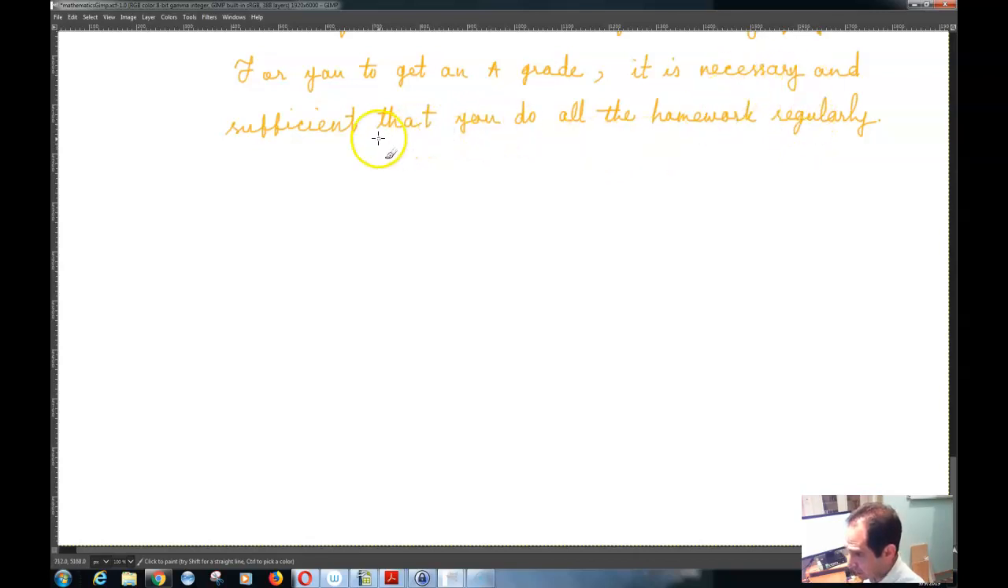So based on the example that I've seen before, when it says it is necessary and sufficient that you do all the homework regularly, I put this as the first. Since this is the necessary and sufficient condition, I put it as the first sentence over here. So I write this as you do... I don't really remember that example properly.